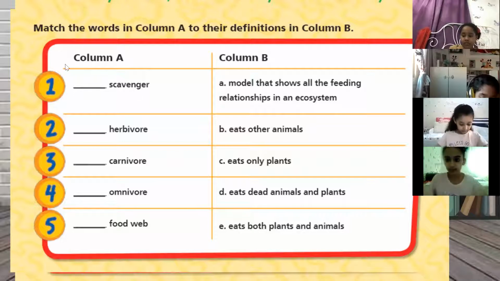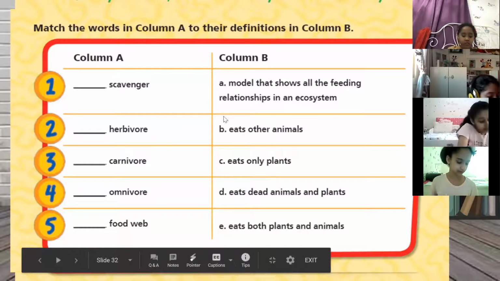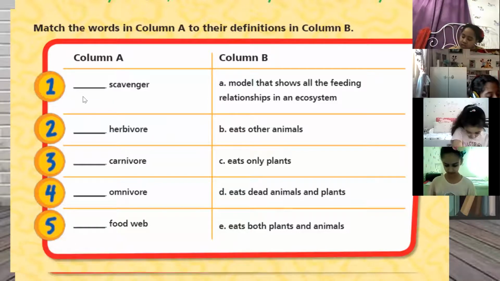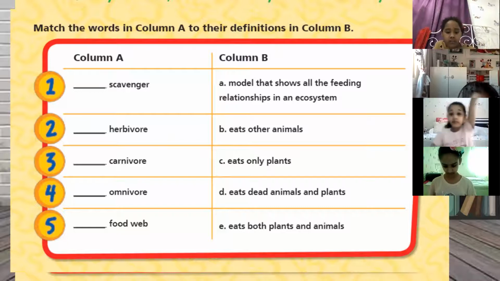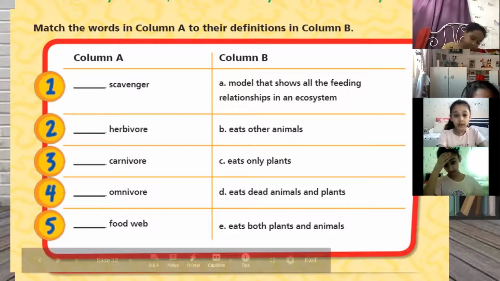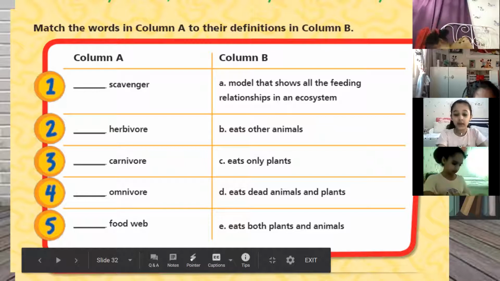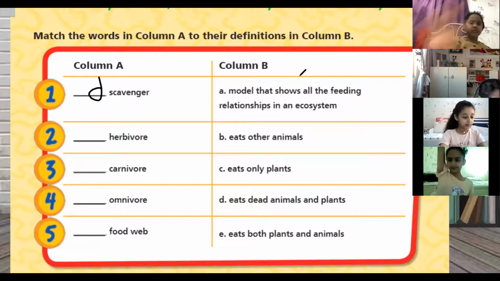Okay. Now you have from number 1 to 5. I want you to match the exact definition of the words over here. What is a scavenger? Is it A, B, C, D, or E? Find it. Yes, Talia. Can you read D? What is a scavenger? Eats dead animals and plants. Excellent. It's D. Very good.